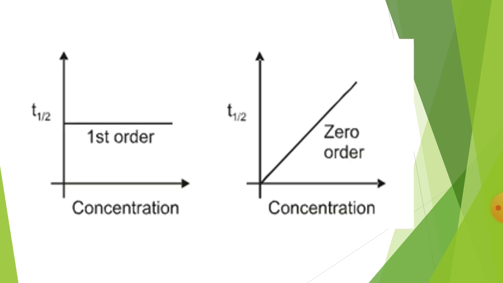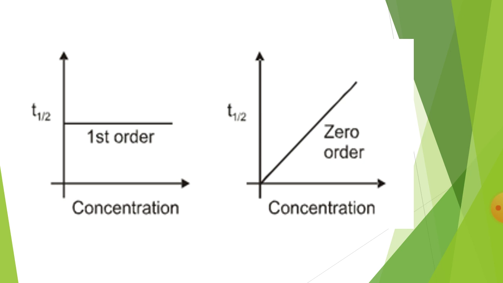Now a graph is drawn showing T half for the zero order and T half for the first order reaction. For the first order reaction, T half does not depend upon the concentration. That's why the graph line goes parallel to the concentration axis. But for the zero order reaction, T half is directly proportional to concentration. That's why the graph passes through the origin, having a positive slope like this. So this graph you also have to learn.